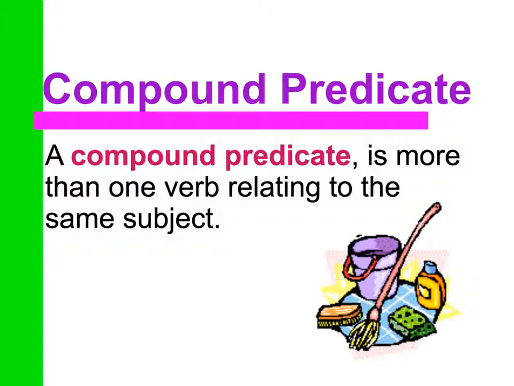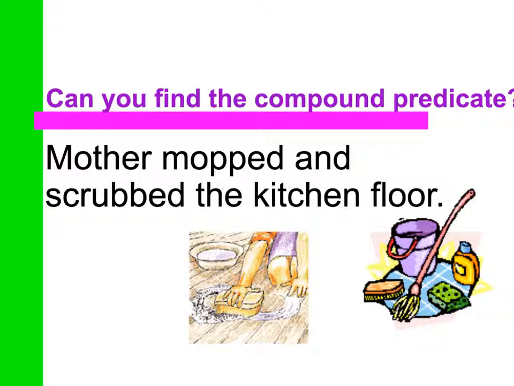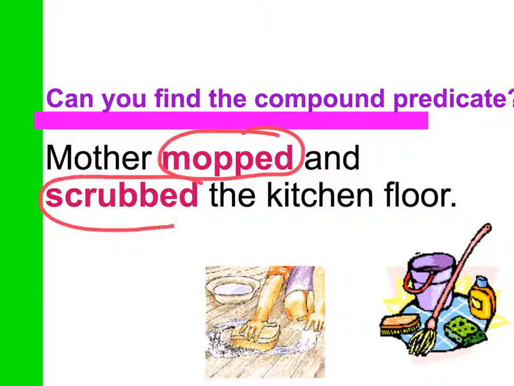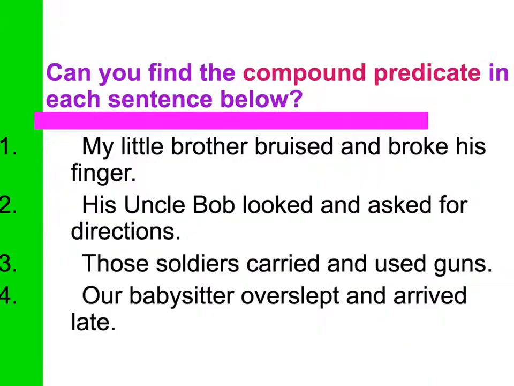You can also have people that are doing more than one thing at a time. That would be a compound predicate. It's more than one verb relating to the same subject. Let's take a look at some examples. Can you find the compound predicate? Mother mopped and scrubbed the kitchen floor. Okay, as you can see, Mom did more than one thing, as most moms are usually doing.